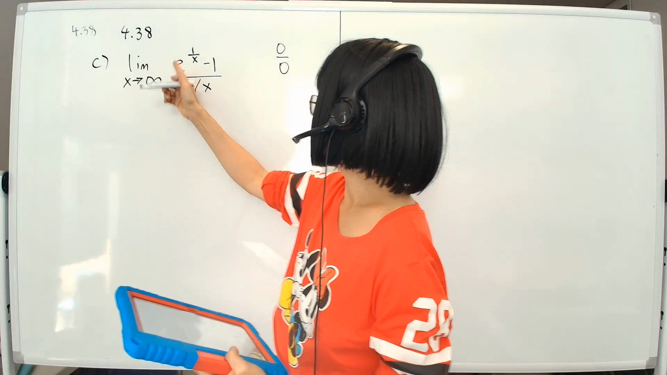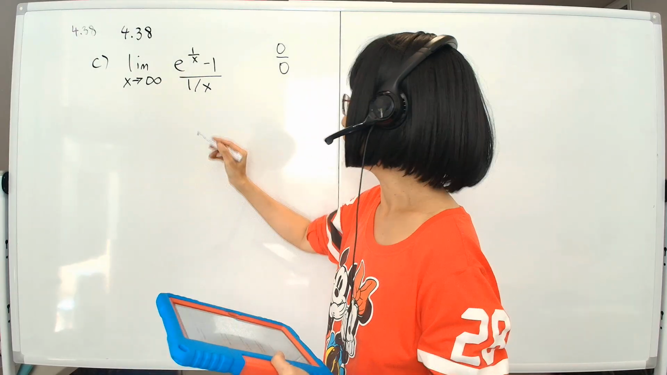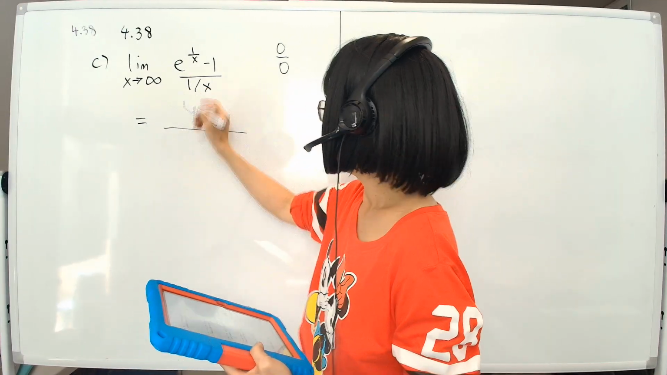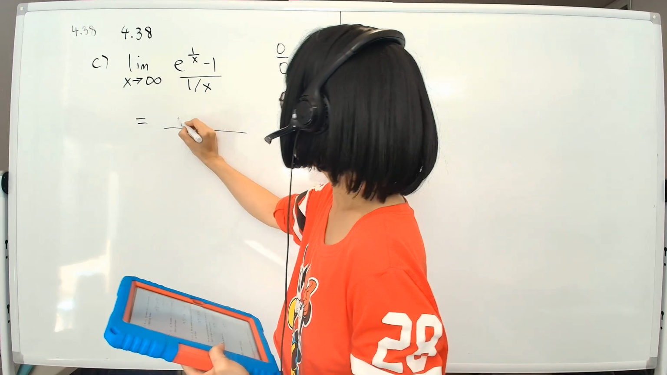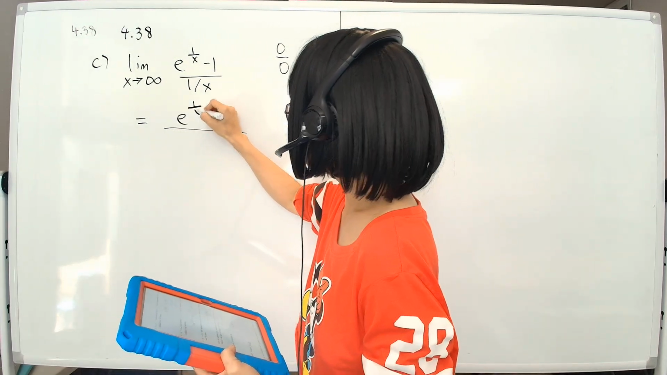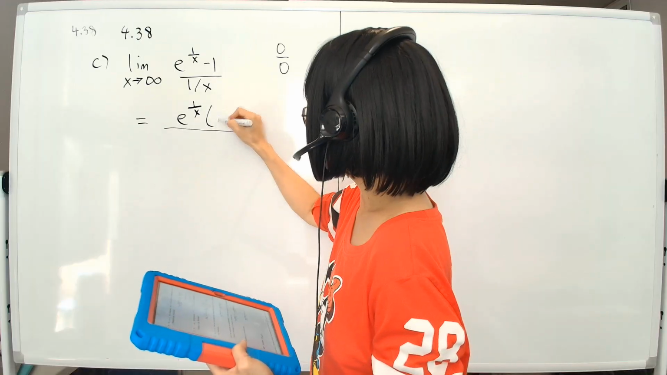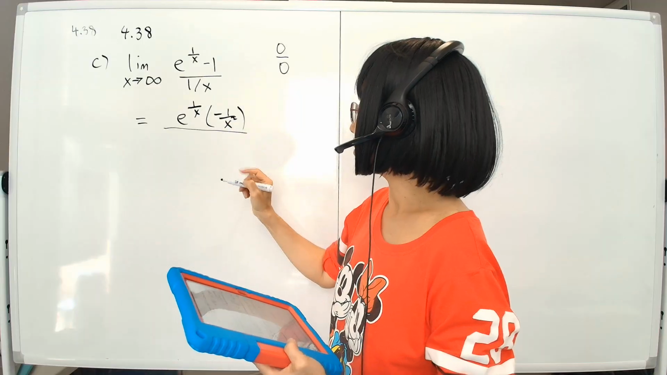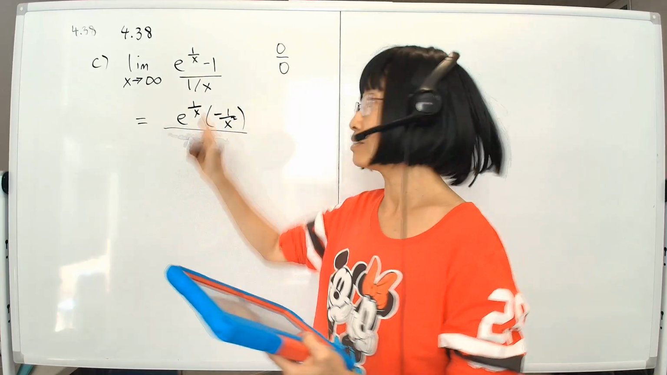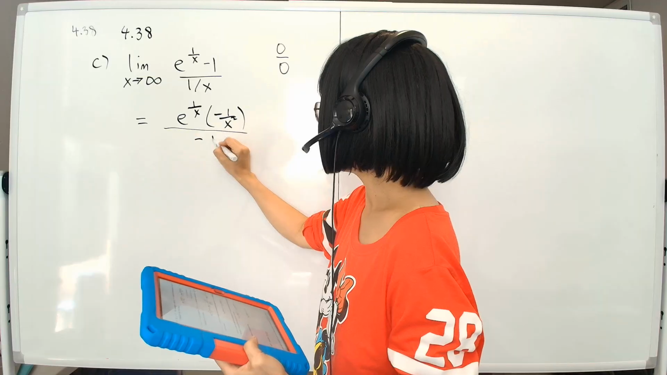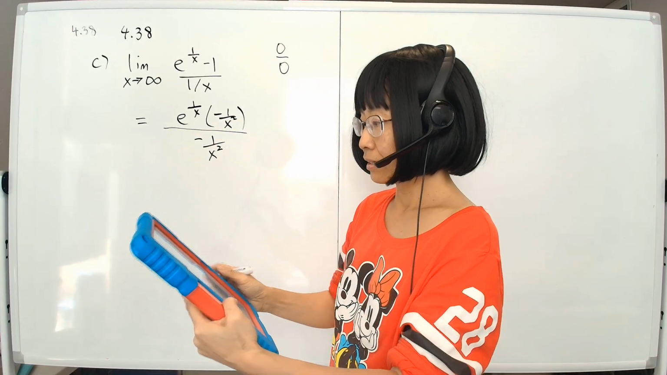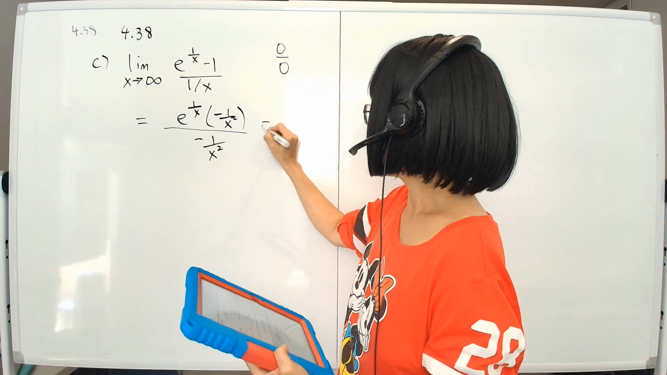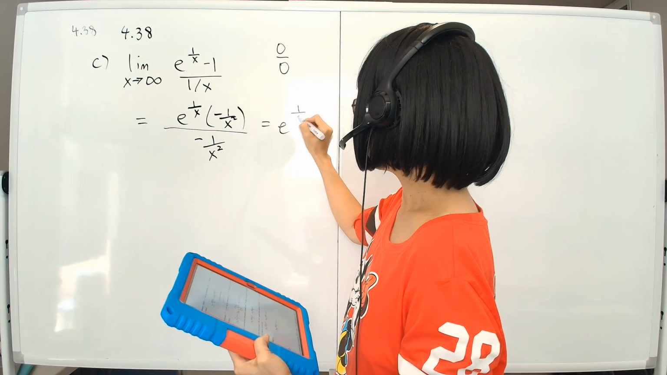When you take the derivative of both the top and the bottom, of the top we have the derivative of e to the 1 over x, which is e to the 1 over x itself, times the derivative of 1 over x, which is minus 1 over x squared. And the derivative of 1 is just 0. Similarly, on the bottom, the derivative of 1 over x is minus 1 over x squared. All right, so far so good. And then we cancel out the minus 1 over x squared. Then we get only e to the power 1 over x.